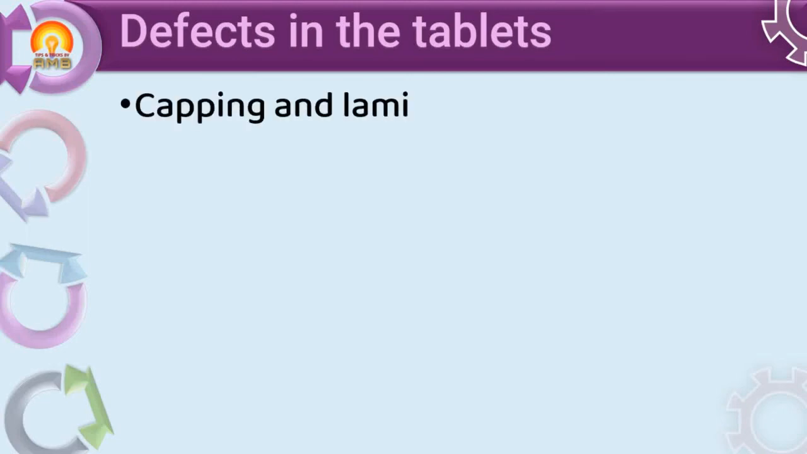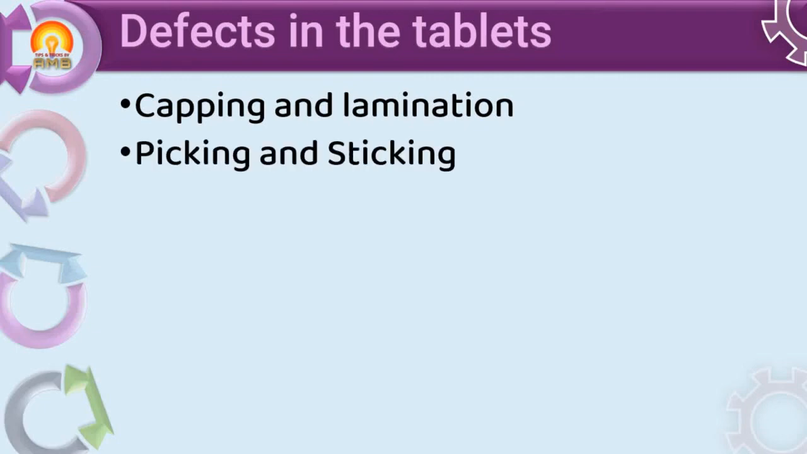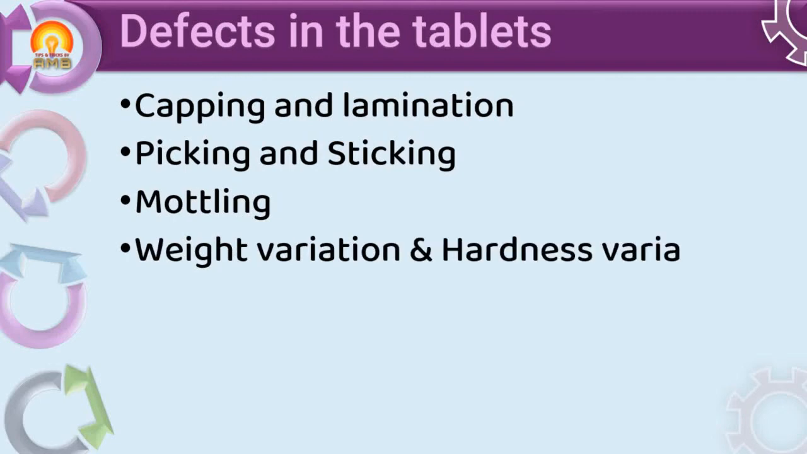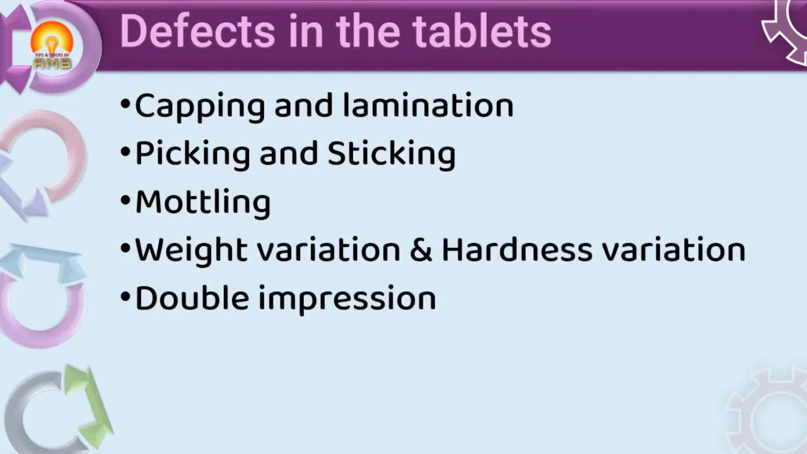First is capping and lamination. Second is picking and sticking. Third is mottling. Fourth is weight variation and hardness variation. And fifth is double impression. Let's discuss these defects one by one.